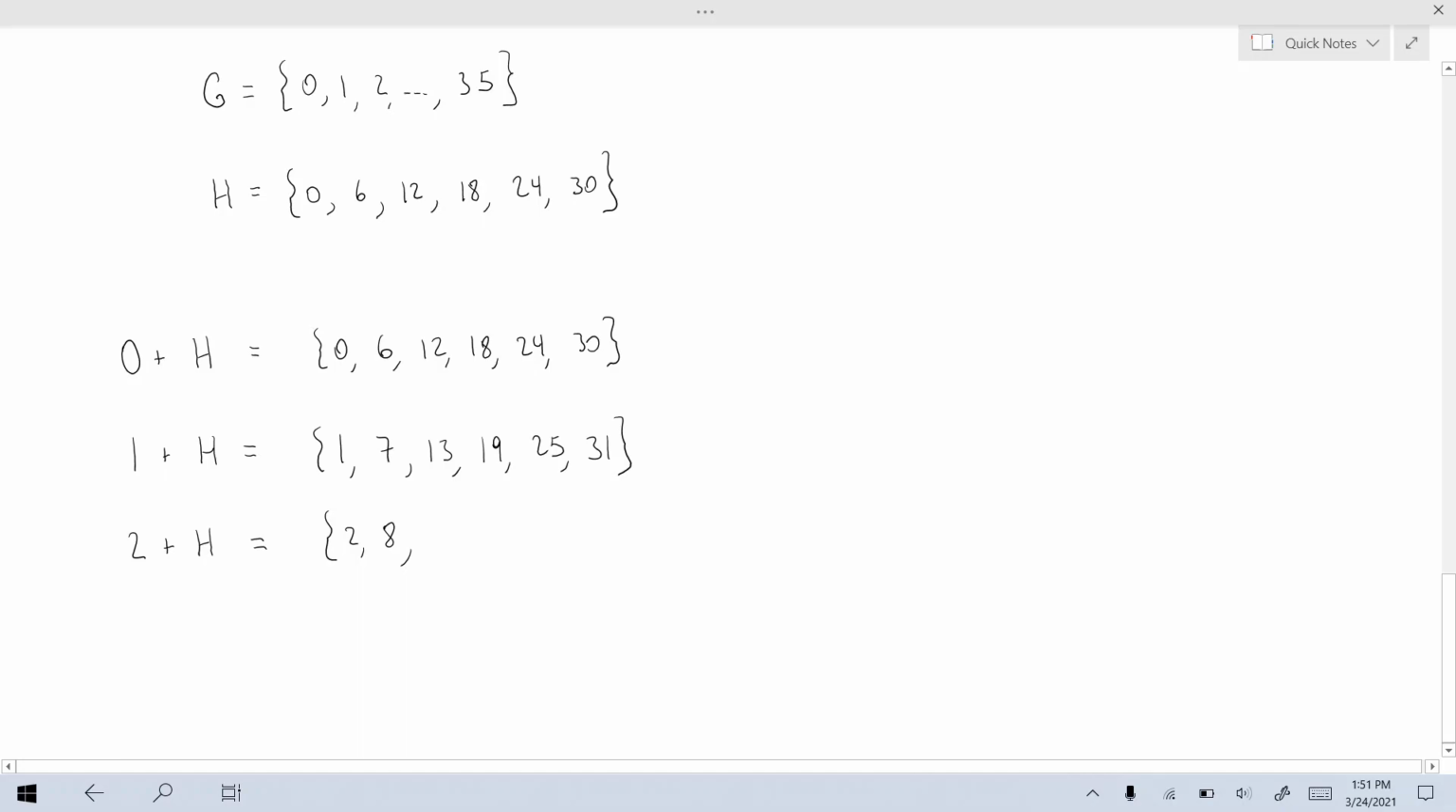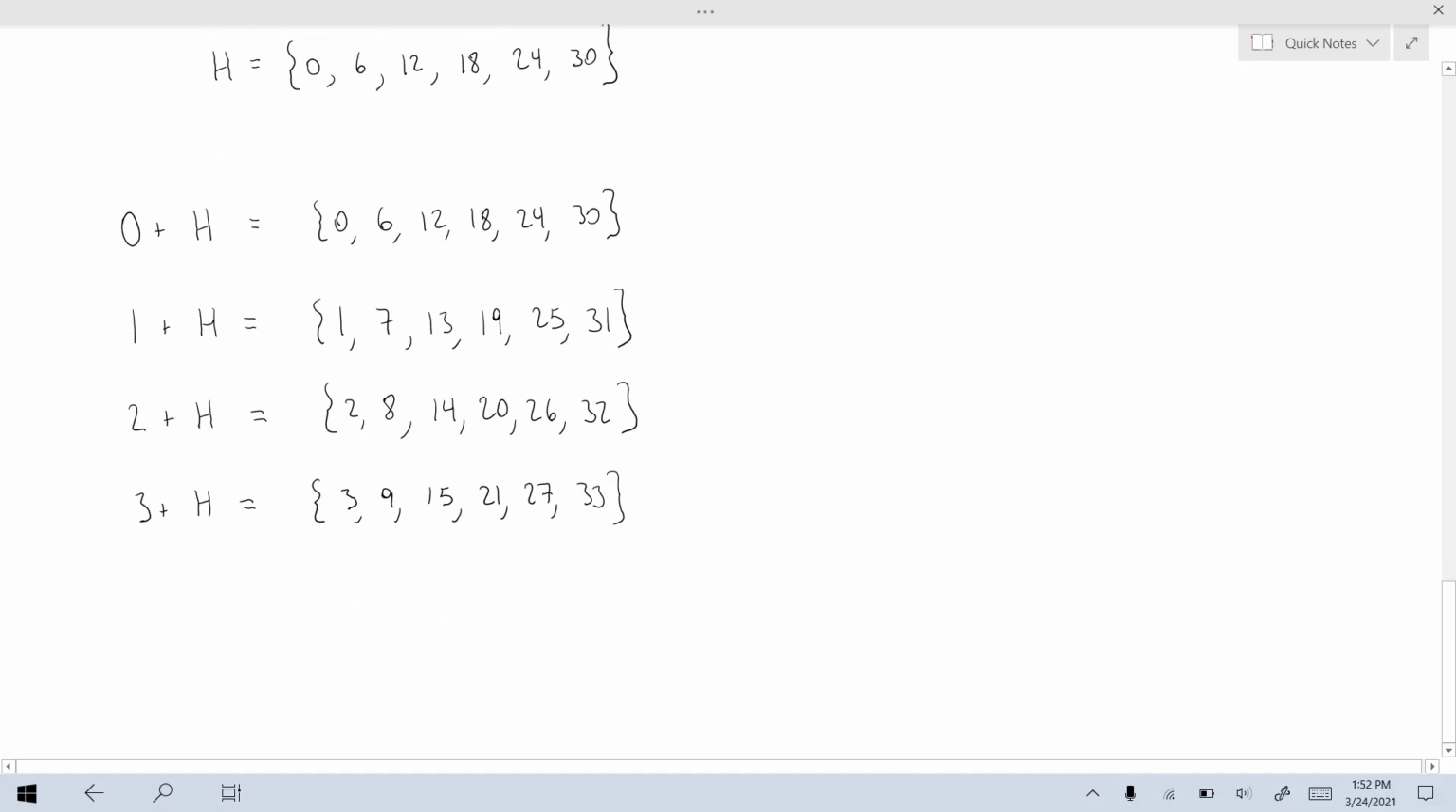Adding 2 to everything up here. Okay. Do we have all of the elements of G yet? Still, no. I'm missing the number 3. So I can take 3 and add it to every element of H to get yet another coset. I'm still missing the number 4, so let's add 4 to everything in H. So adding 4 to everything up here.